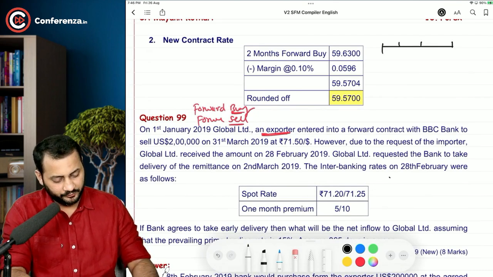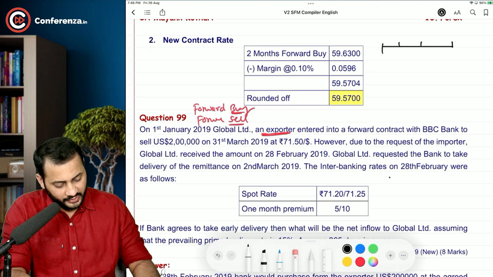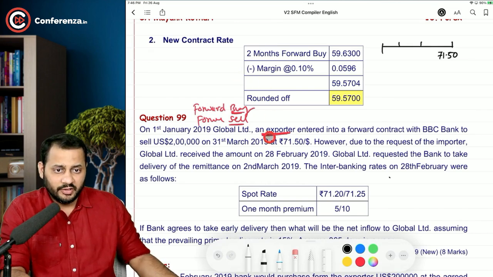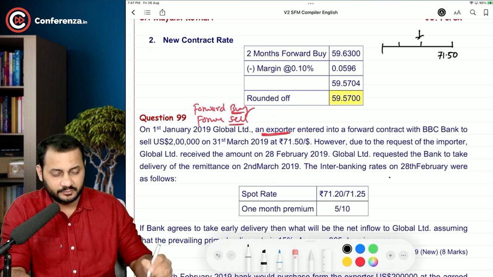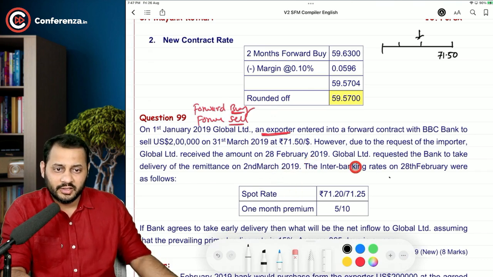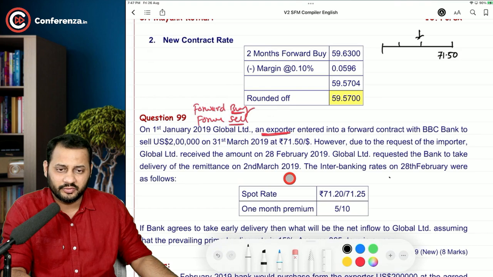So originally we agreed to buy dollars at 71.50. However, due to the request of the importer, Global Limited received the amount on 20th February 2019. Global Limited requested the bank to take the delivery of the remittance early, on 2nd March itself, hardly a gap of 2 days or 1 day.